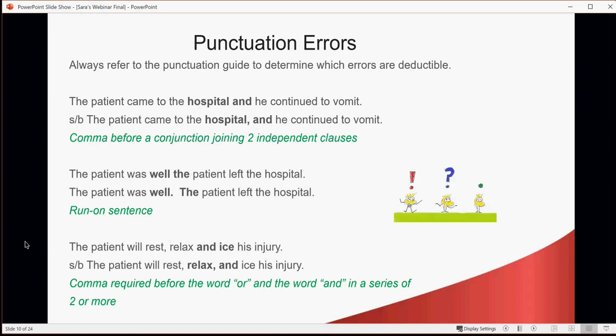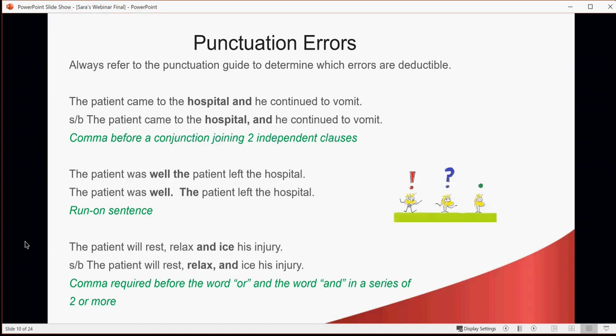Punctuation errors. Always refer to the punctuation guide to determine which errors are deductible. Remember, not all punctuation errors are deductible. "The patient came to the hospital and he continued to vomit." Should be "the patient came to the hospital," comma, "and he continued to vomit." There should be a comma before a conjunction joining 2 independent clauses. "And" is the conjunction, and each side of the word "and" can stand on its own. Those could be 2 separate sentences. So that's why you need a comma.